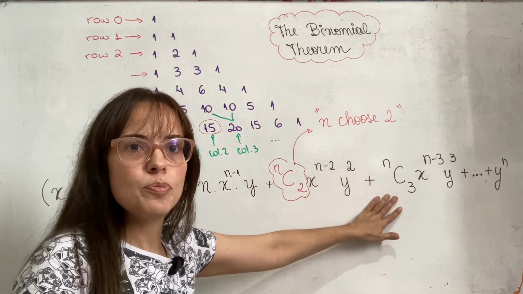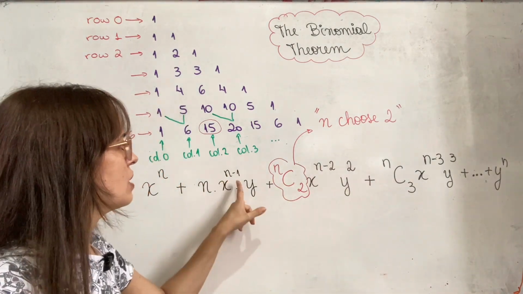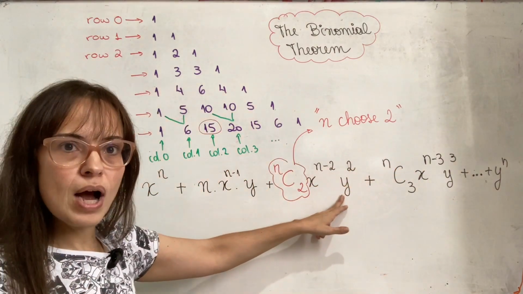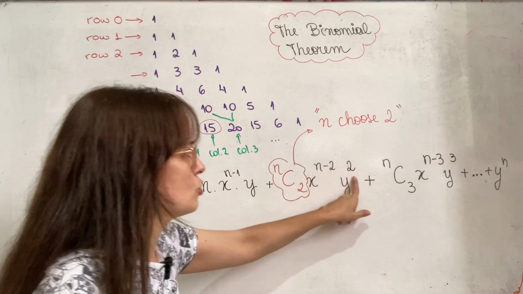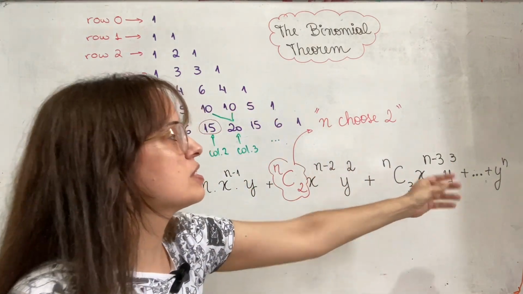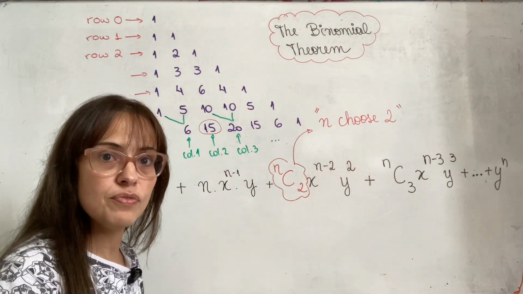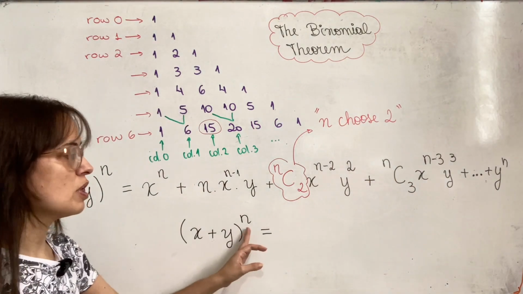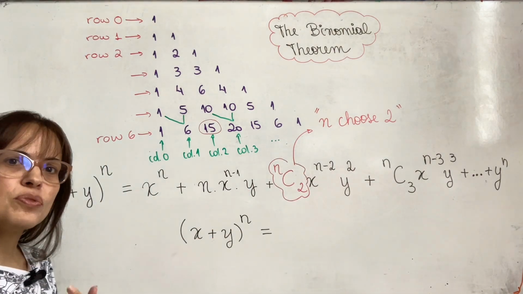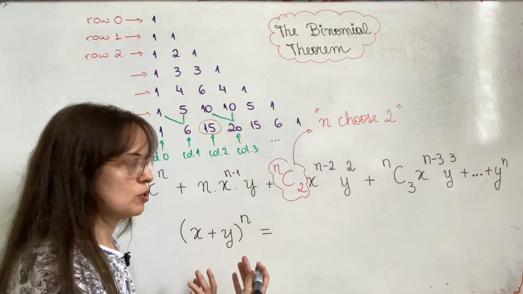And I've also followed the pattern in the exponents. So the exponent of x was going down as n minus 1, n minus 2, and n minus 3. The exponent of y was going up, like 1, 2, 3. And then I just did plus dot dot dot and plus the last term finally, which we mentioned was going to be y to the power of n. So (x plus y) to the power of n is a sum of many terms. I know that the formula booklet doesn't do that, but I'm going to write that using sigma notation.